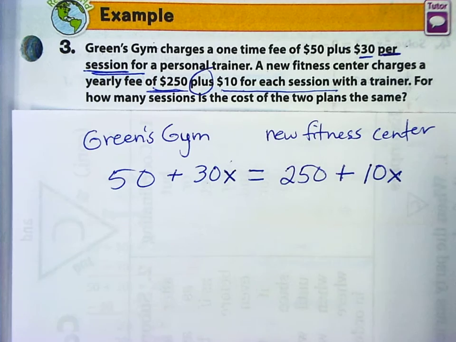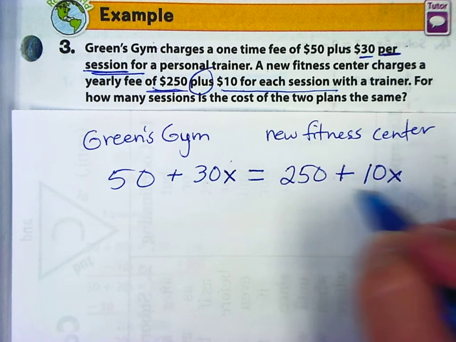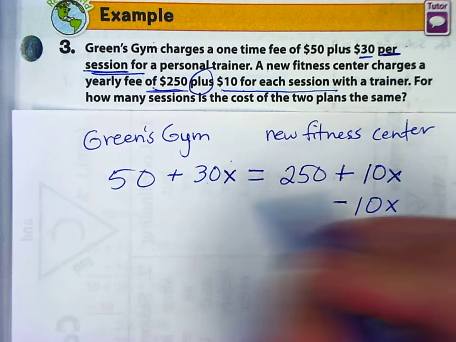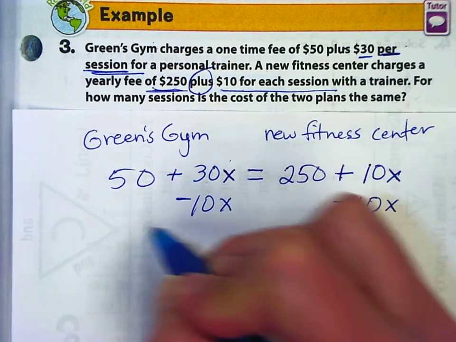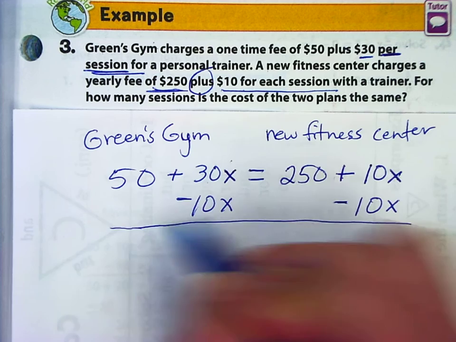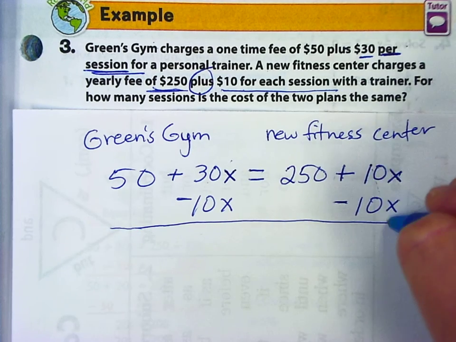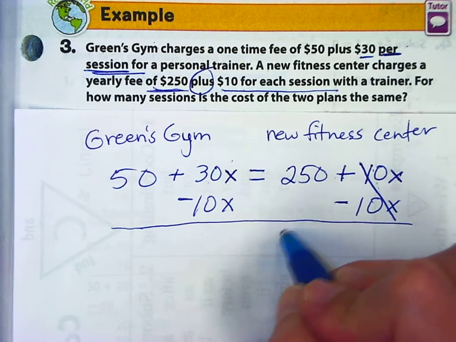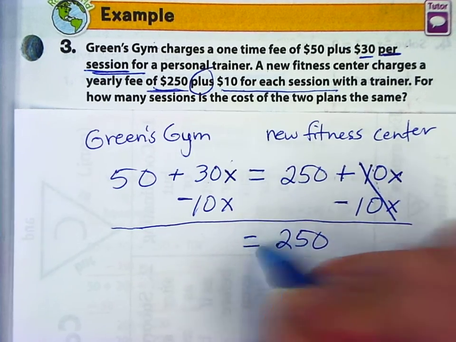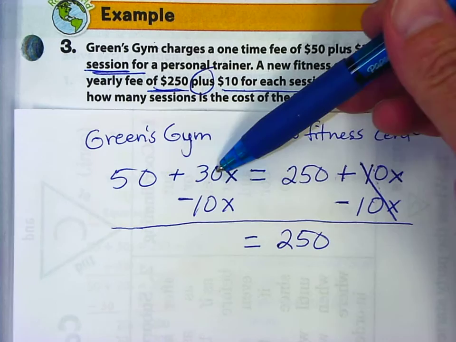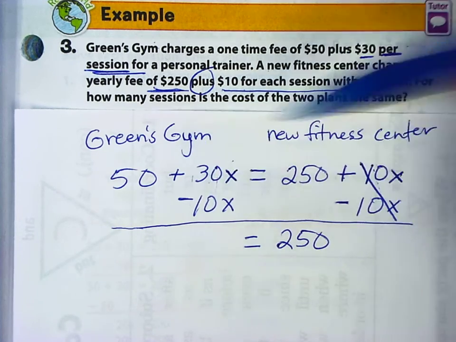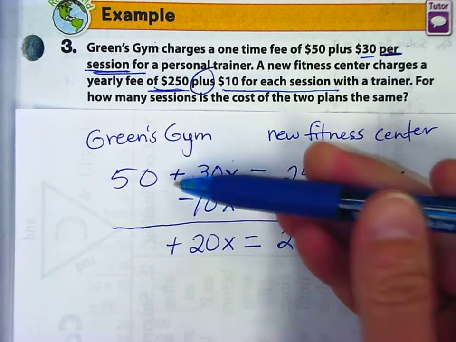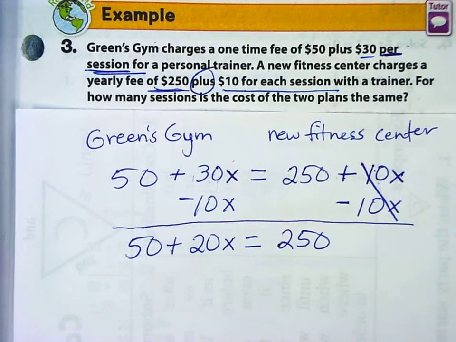So remember, if you have a choice, move the smaller one. So I'm going to move this 10x. This is a positive. The opposite of that is a negative 10x. So I'm going to subtract 10x. So remember, I'm going to combine what's left. These opposites cancel each other out, and I'm going to bring down what's left. 250 equals. And now I'm going to subtract because my signs are different. So 30 minus 10 is 20x, and it's a positive. Use the sign of the bigger number, and then bring down the 50.